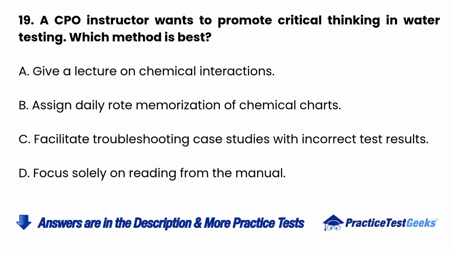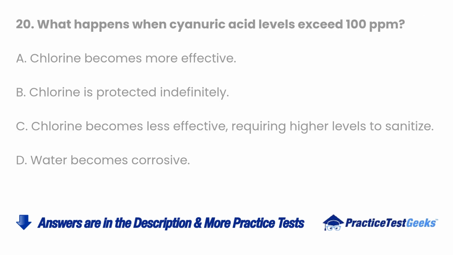19. A CPO instructor wants to promote critical thinking in water testing. Which method is best? A. Give a lecture on chemical interactions. B. Assign daily rote memorization of chemical charts. C. Facilitate troubleshooting case studies with incorrect test results. D. Focus solely on reading from the manual.